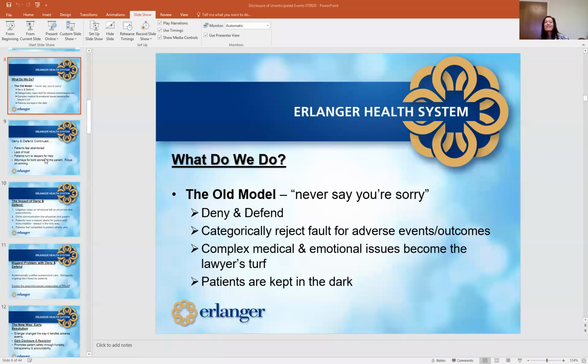And so the slide that you see now talks about the old model. Unfortunately, it kind of speaks to how old I am. But I came out of law school in 2002, and back then our guidance as lawyers defending hospitals, doctors, and nurses was: you do not say you're sorry, okay? You don't say you're sorry.